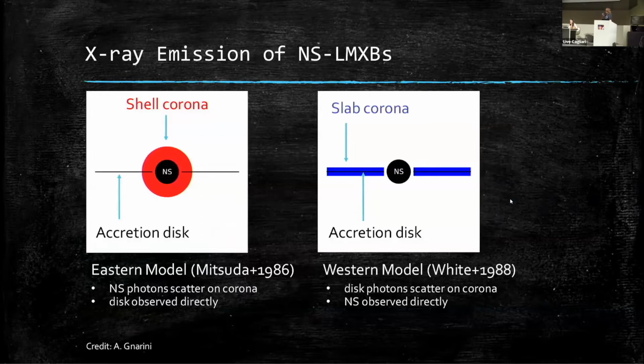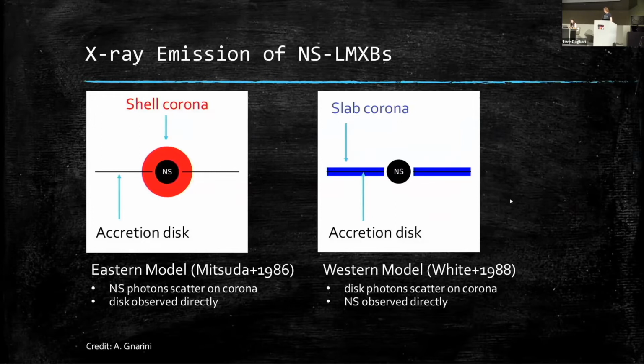So we have basically the corona covering the neutron star and we see the disk directly, while in the other scenario, we have a slab corona which covers the accretion disk and the neutron star is observed directly. So we will use some models to account for the thermal radiation based on the model used, and then some Comptonized model or component to account for the photons scattered on the corona.